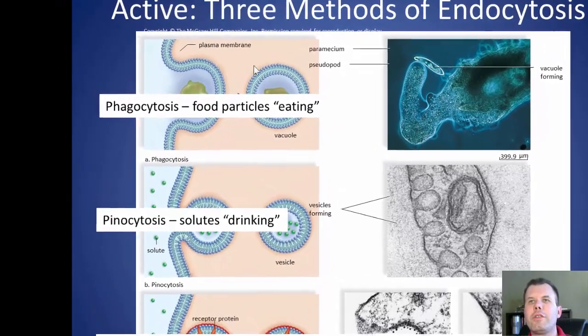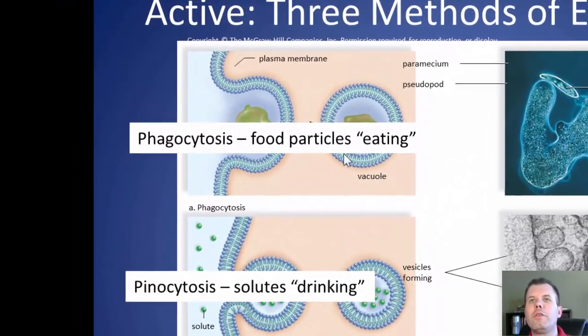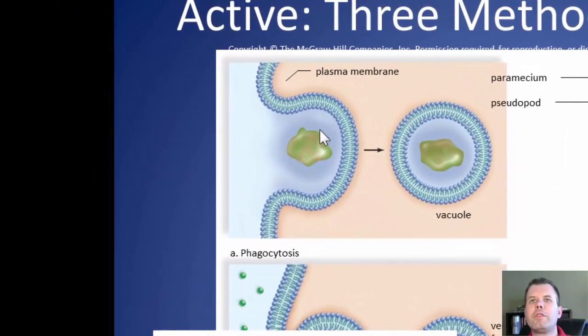And so I'll show you an example of each one of these. So the first one is the phagocytosis. And so what happens in this situation is you got food particles that need to get in.